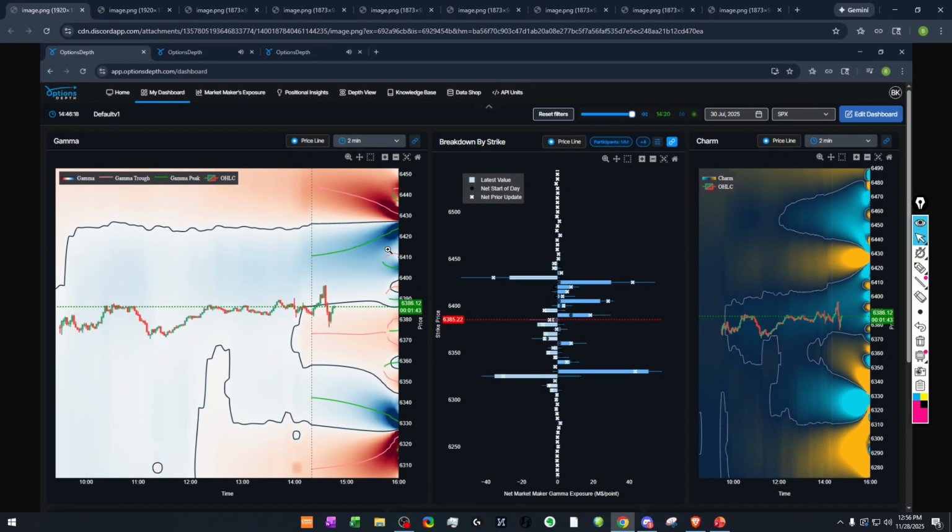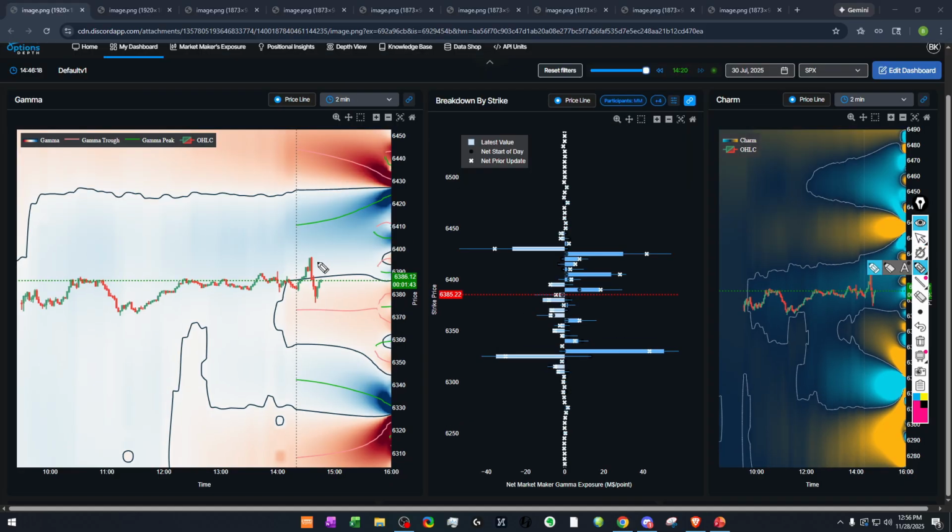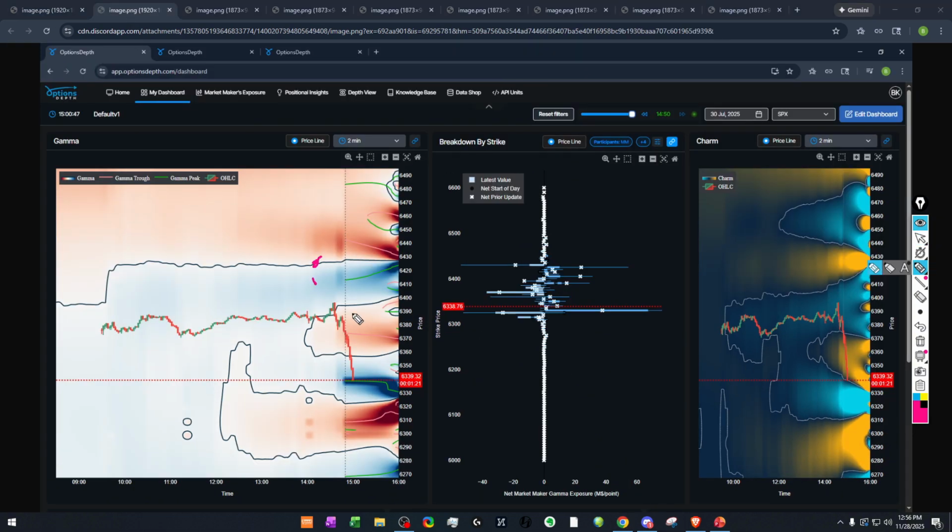So now I'm just going to go over a few examples. This was from July 30th. Price right here, price flipped from a positive gamma environment to a negative gamma environment. And if we forward in time, we sold right through that negative gamma. So this just means as price was going down, market makers were selling with the move lower.